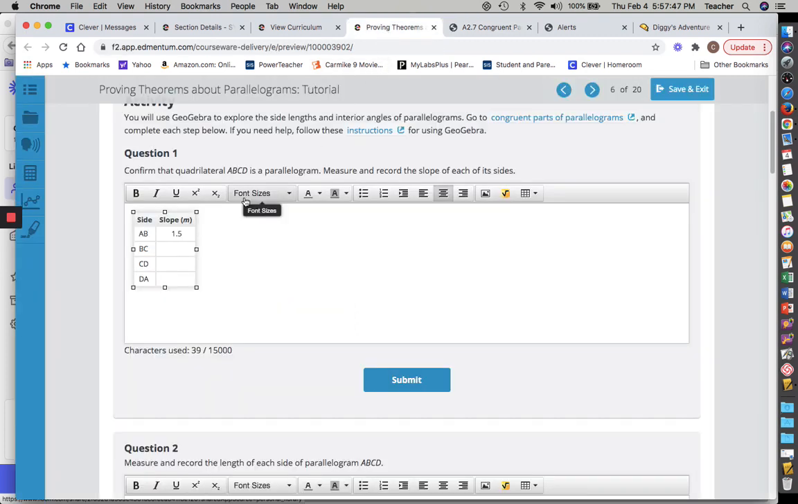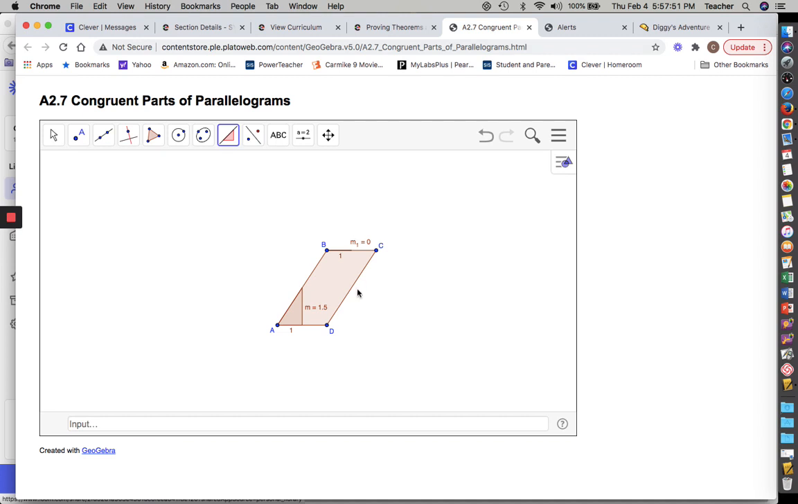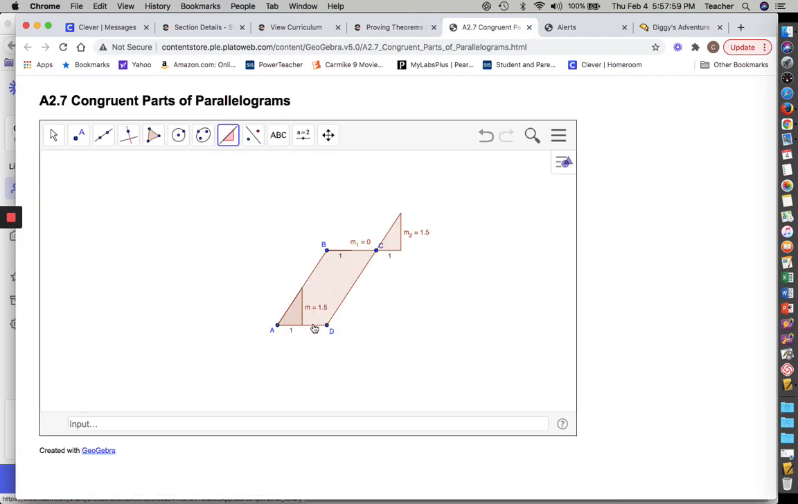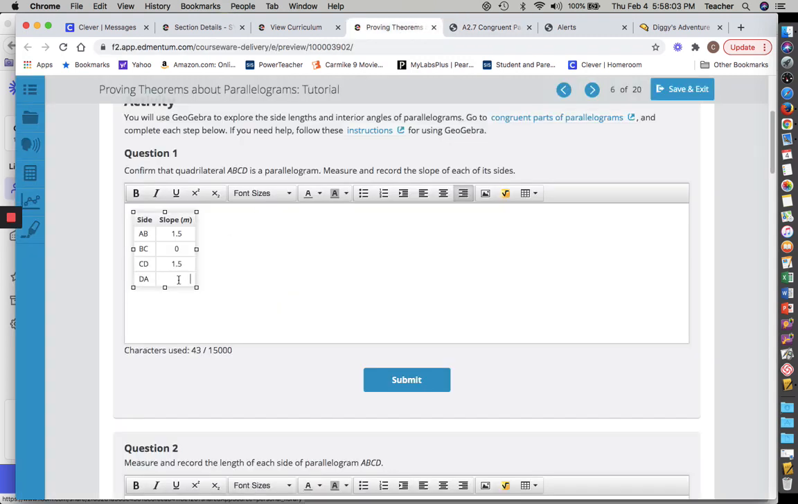So all horizontals have a slope of 0. CD, 1.5. And DA, I bet, is also 0 because it's horizontal. So my opposite sides are not only parallel and they're not only equal, they happen to have the same slopes.